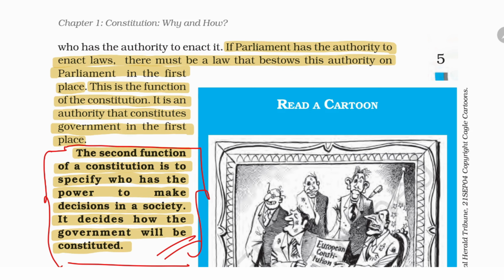Please highlight this portion like you can see on the screen. Just highlight this. This is an important part.